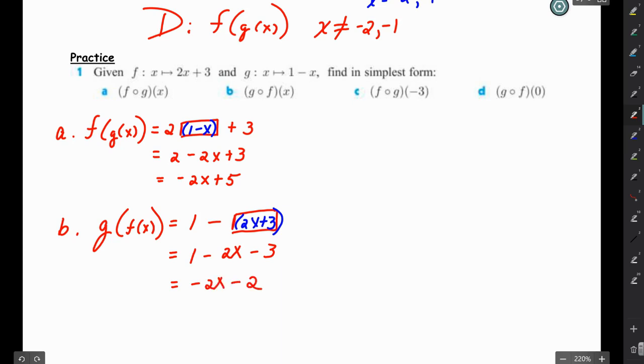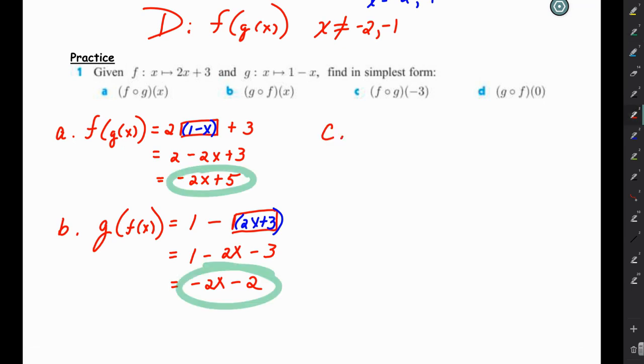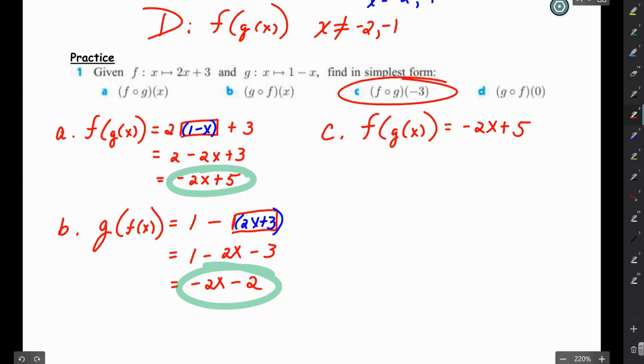Negative 2x minus 2 is our solution for that. Now, we already know that f of g of x is equal to negative 2x plus 5. And now for letter C, we're being asked to put negative 3 in for x. So we're going to replace x with negative 3 in the f of g of x function. So in that case, we're going to get 11.